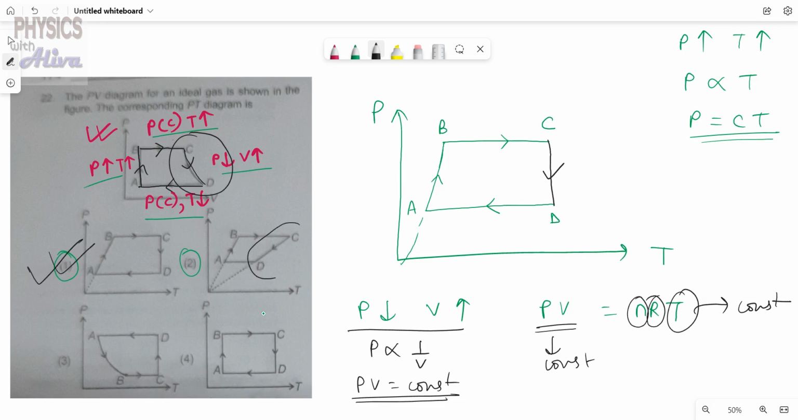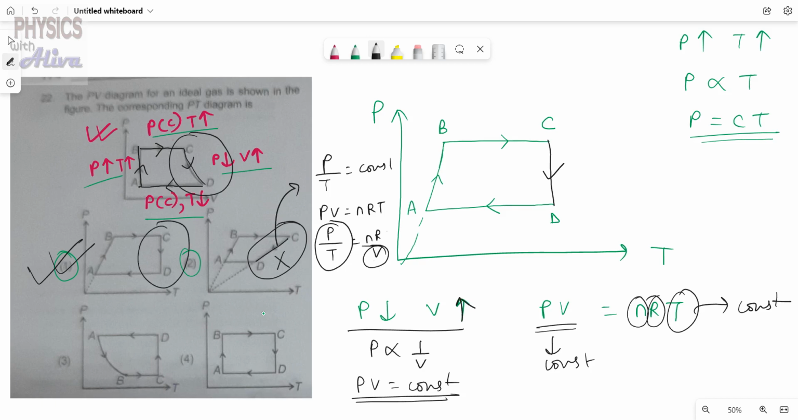Now you can say why this is not correct. This is not correct because from option 2, the CD is P by T is constant. If P by T is constant, then from ideal gas equation, PV is equals to nRT, so P by T is equals to nR by V. If PT is a straight line, then P by T is constant, then nR by V should be constant, but V is not constant. V is increasing, right? So this cannot happen. So this is the correct option where PV is constant. That means T is also constant. So option 1 is the right answer.